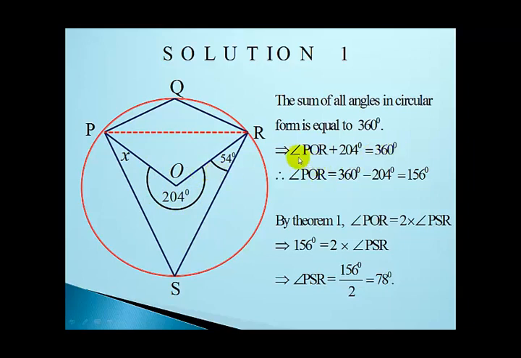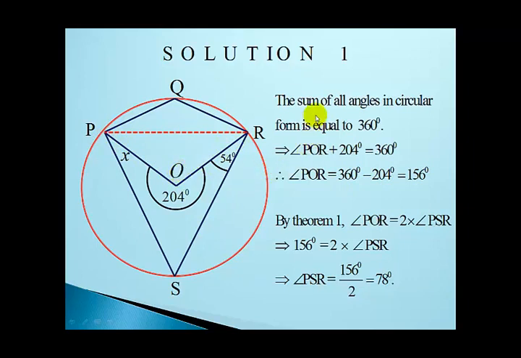Now if angle POR plus 204 degrees is equal to 360 degrees, if you want angle POR, it is equal to 360 degrees minus 204. That is, plus 204 degrees on the left hand side becomes minus 204 degrees on the right hand side. And 360 degrees minus 204 degrees is equal to 156 degrees. That means that the angle at O, that is angle POR, is now 156 degrees.